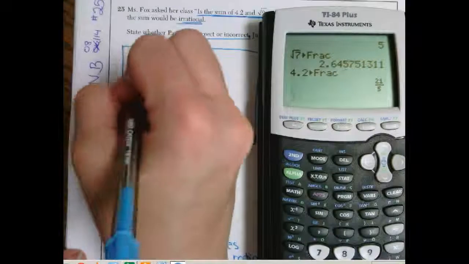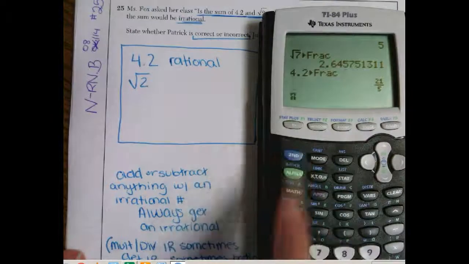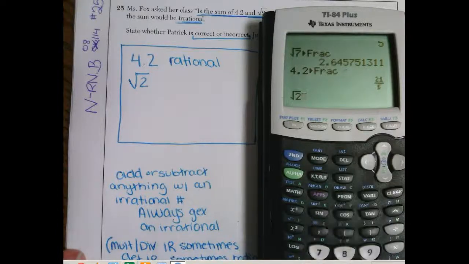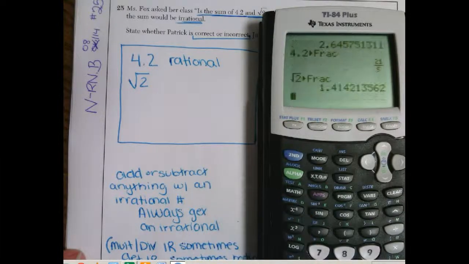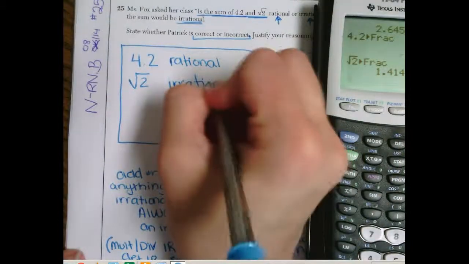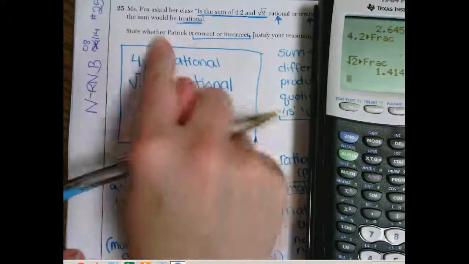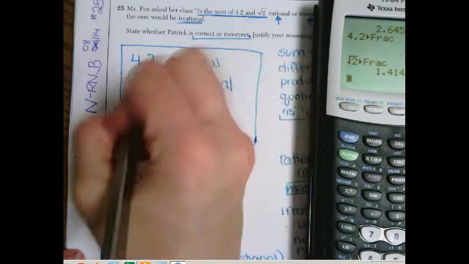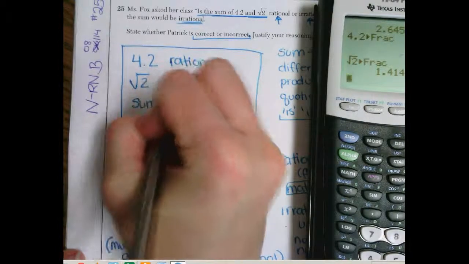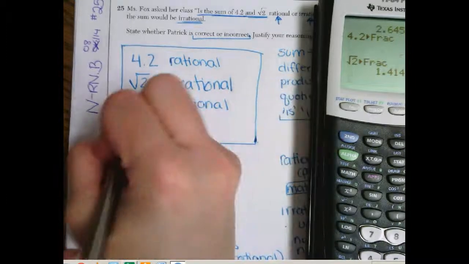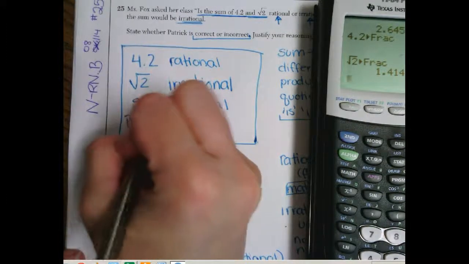Now let's see what the square root of 2 is. Square root of 2, get out from underneath the radical by hitting the arrow key, math, enter, enter. I get an ugly decimal, so I know it's irrational. Okay, so I need to answer the question. State whether Patrick is correct or is incorrect. Well, this sum would be irrational, and therefore Patrick is correct.